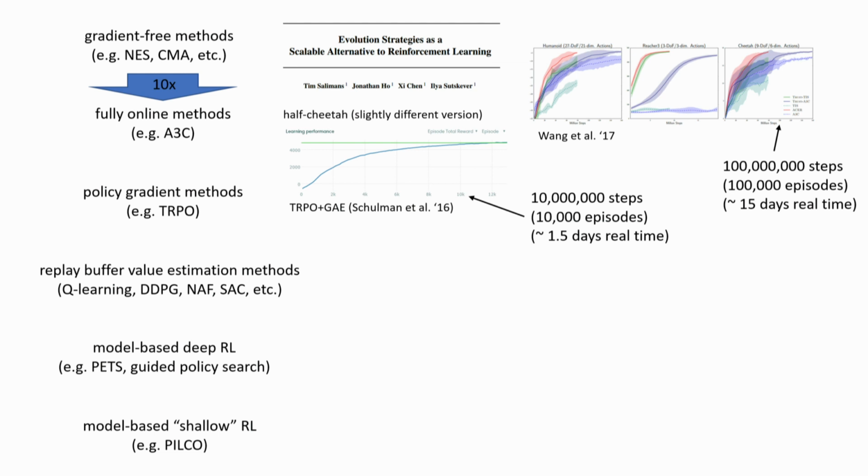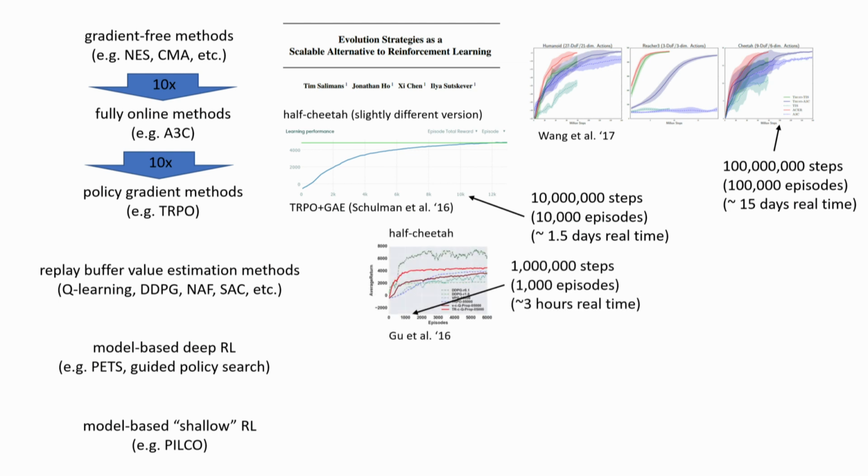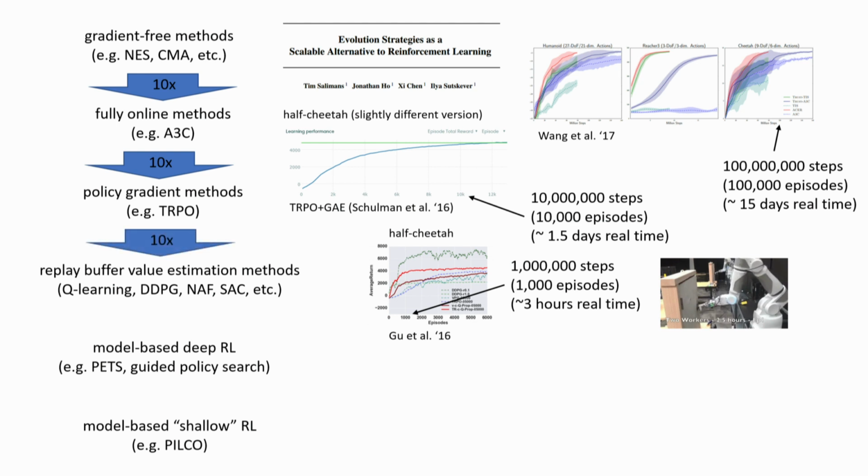It's about 1.5 days of real time. And cheetah is a very simple task, so this 1.5 days would become a much larger number for more complex tasks. So you get another 10x improvement from doing batch mode policy gradient. And then if you switch to off-policy algorithms, then you get about 3 hours of real time.